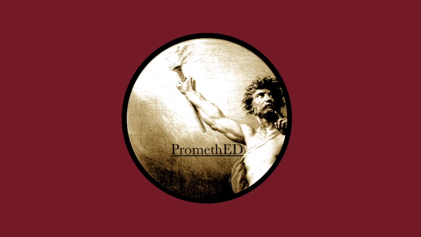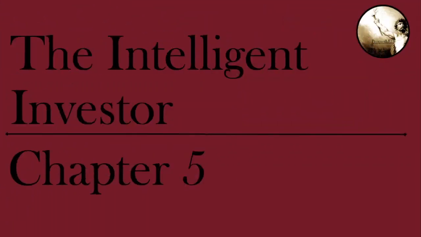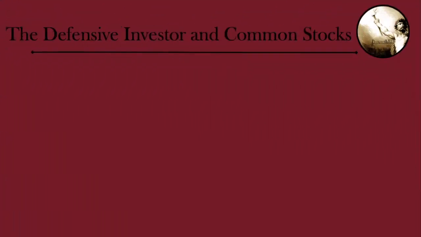Hi guys, in today's video we're going to discuss chapter 5 of The Intelligent Investor. In chapter 5, Benjamin Graham discusses the common stock strategy for the defensive investor. As we will see in this video, the selection of common stocks for the portfolio of the defensive investor should be a quite simple matter.